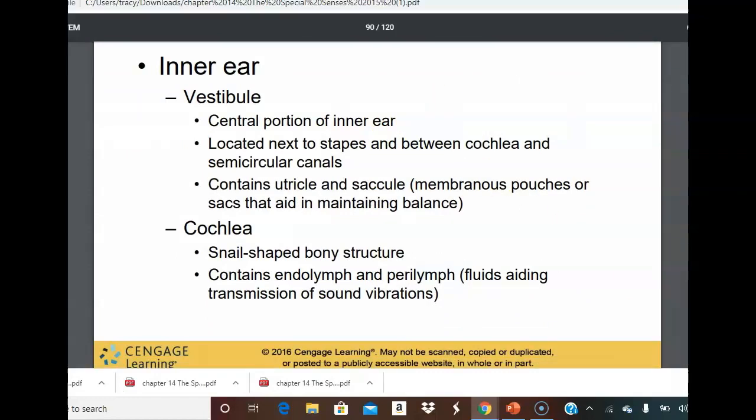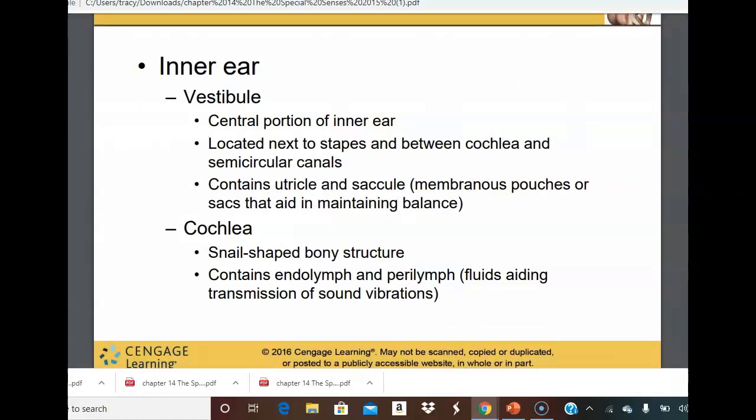The stapes attach to something called the vestibule. The vestibule is sort of the starting ground for 2 other structures that are extremely important. It's sort of the landing mark. It does have some fluid within it that helps to aid in our balance, and then it leads into another structure that maintains our balance as well. Okay, so it's the landing point for the stapes, and then off to one side we have something called the cochlea.